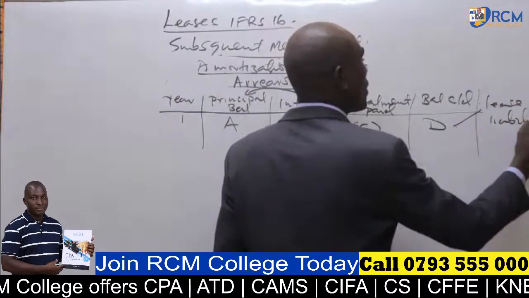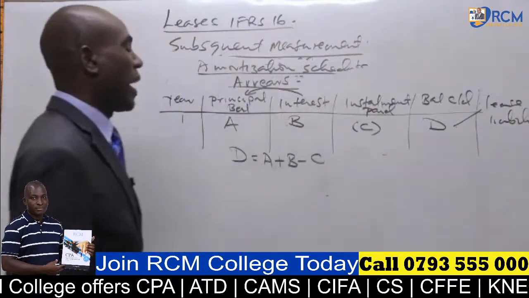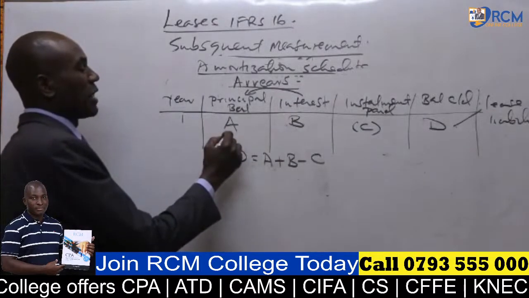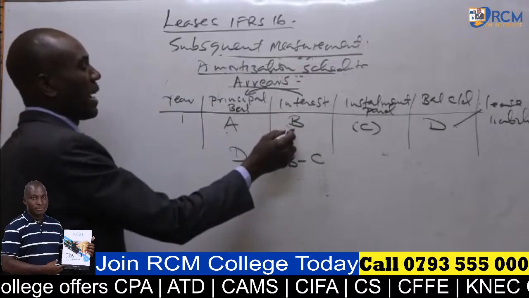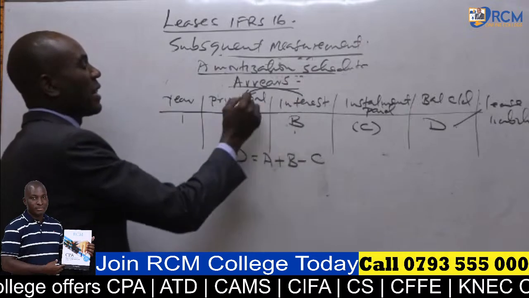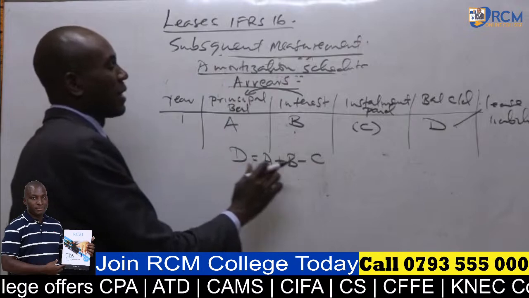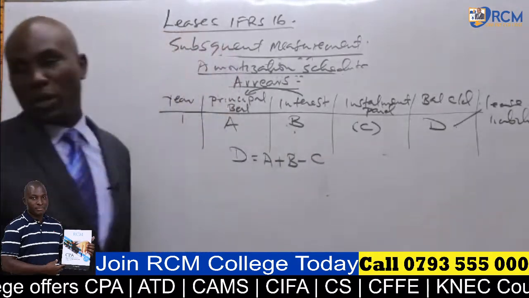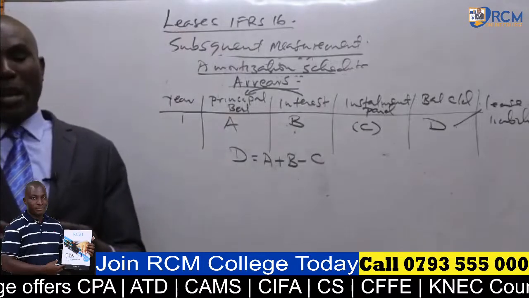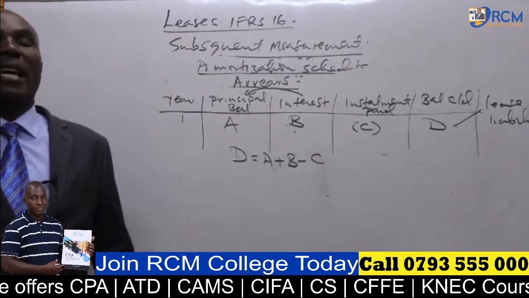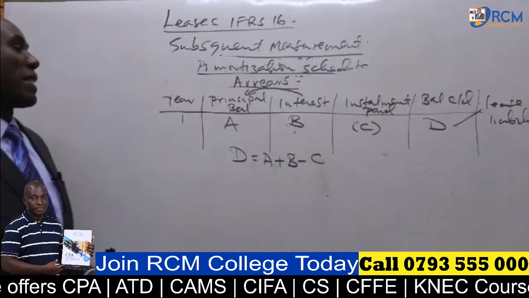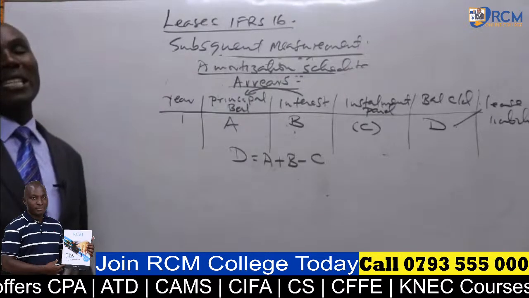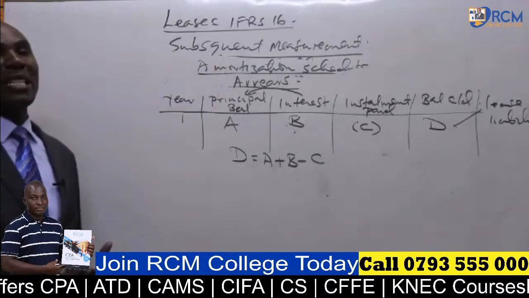What I'm going to report at the end of the year as my lease liability is D, which equals A, the principal balance, plus the interest we charge on the principal balance, less the installment. That is how we do the amortization schedule when payments are made at the end of the year, when the principal balance will attract interest in total.